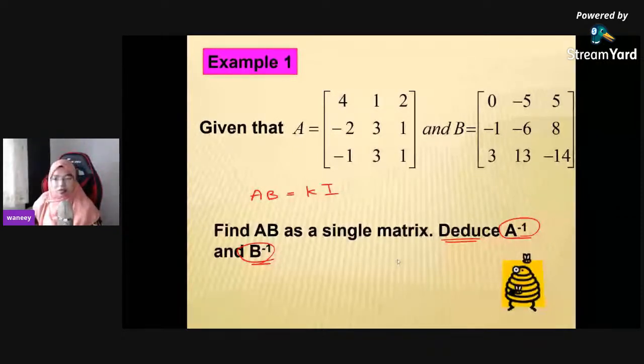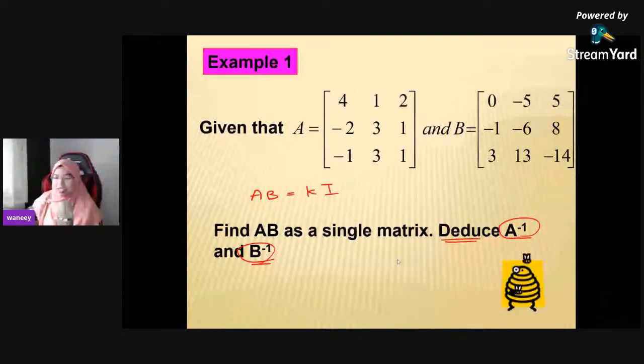30 seconds to go. For those who haven't calculated, please finish calculating A times B. Eight, seven, six, five, four, three, two, one. Done.